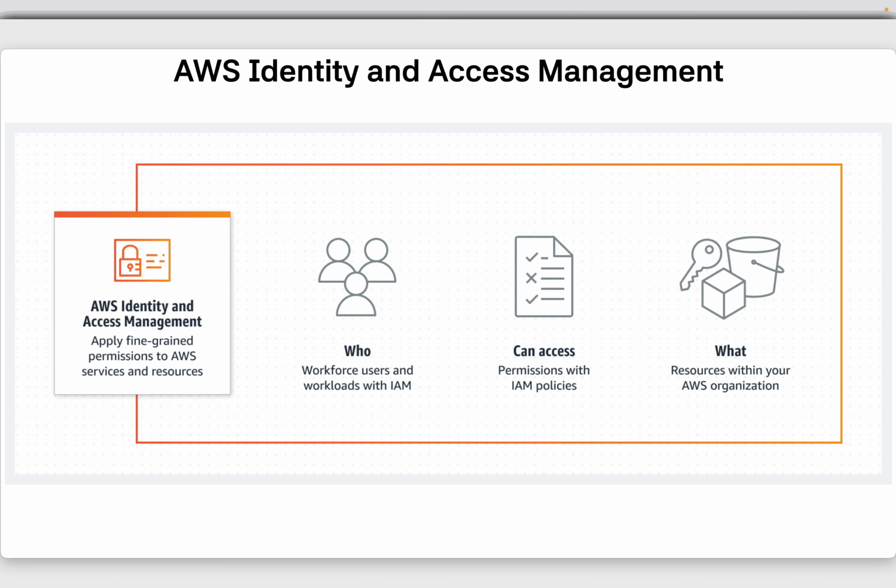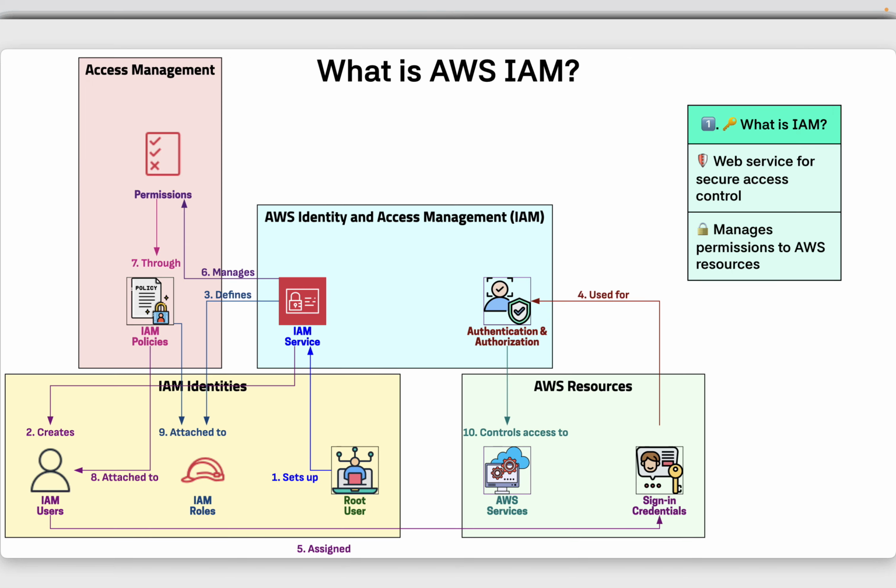So this is the simplest definition of what is IAM in general, and this is about who can access what or who can do what. So subject, object, action or the verb in between. So what is IAM? AWS Identity and Access Management is a service from Amazon Web Services designed to help you securely control who can access your AWS resources.